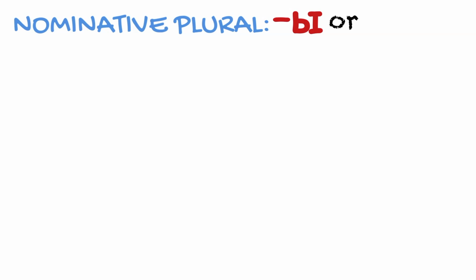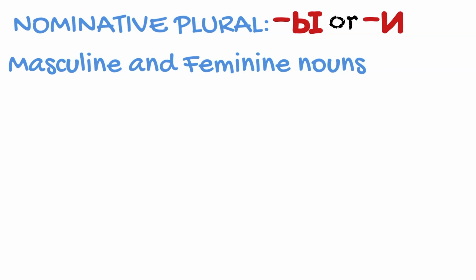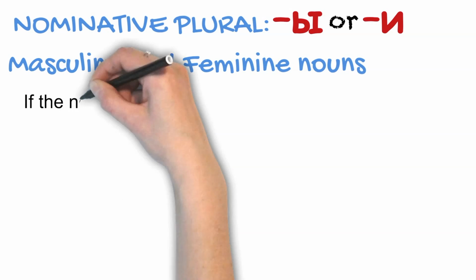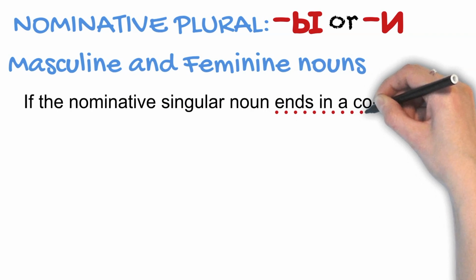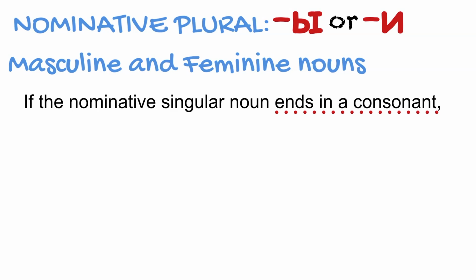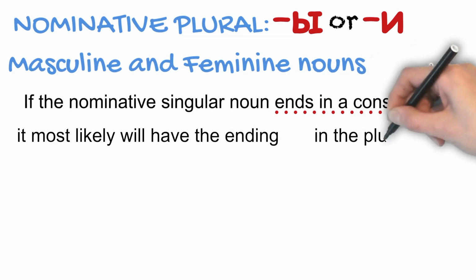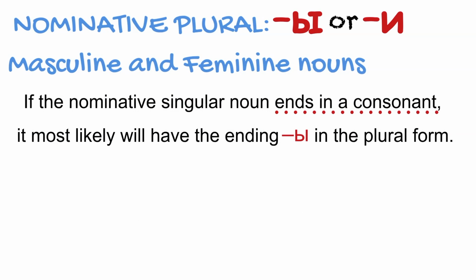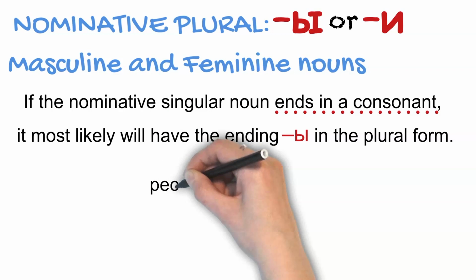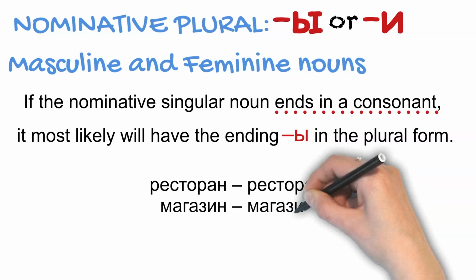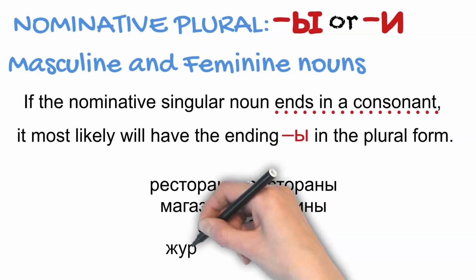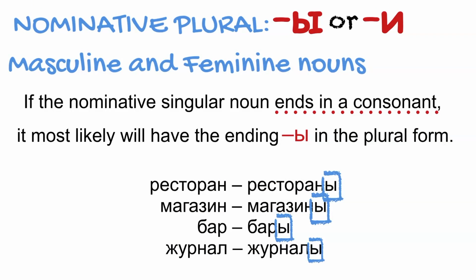Plural endings ы or и are used for masculine and feminine nouns. If the noun in the nominative singular form ends in a consonant, and this of course applies to most masculine and a handful of feminine nouns, it most likely will have the ending ы in the plural form. For example, ресторан – рестораны, магазин – магазины, бар – бары, журнал – журналы.